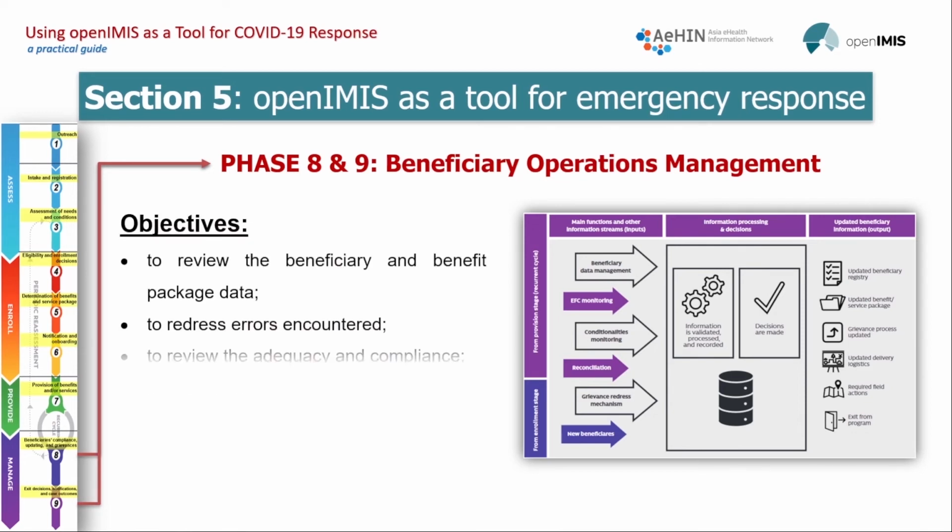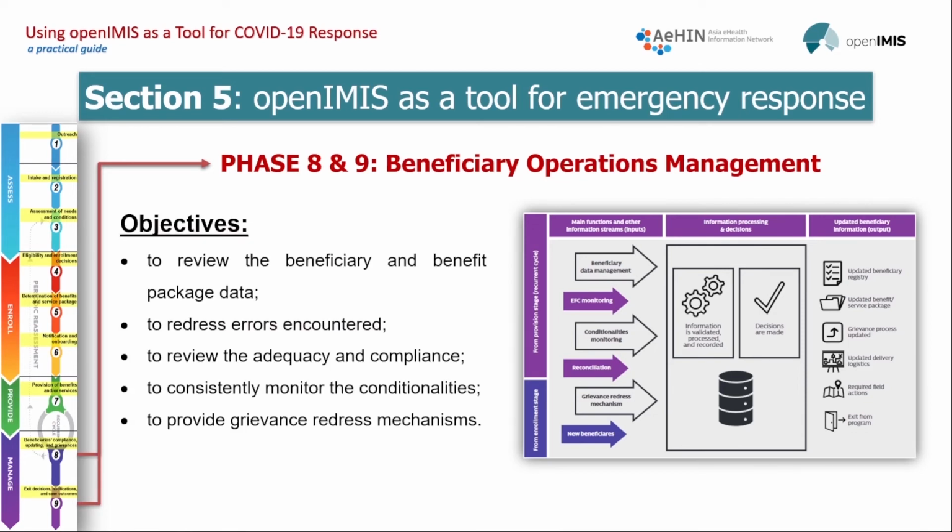The main activities involved in the BOM stage include review of the beneficiary and benefit package data, redressing of errors encountered in the enrollment and service delivery phases, review of the adequacy and compliance of the logistics and other relevant processes, consistent monitoring of the conditionalities of the beneficiaries, and provision of grievance redress mechanisms or GRMs. This stage focuses on the outcomes rather than the direct turnout of the program and is usually only prioritized after program criticisms from the press and other stakeholders.